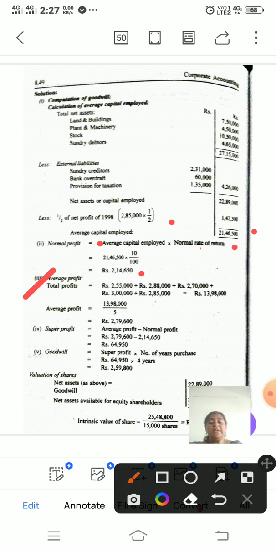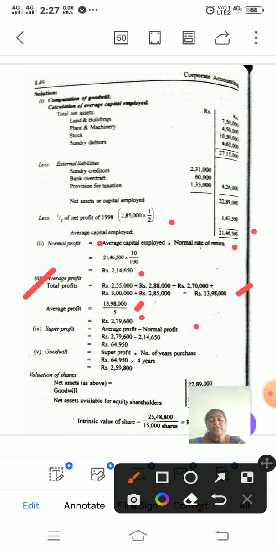So the total of the 5 years average profit is 13,98,000. That should be divided by the 5 years. So 5 years means the total amount is 2,79,600. Then we have to do a super profit.